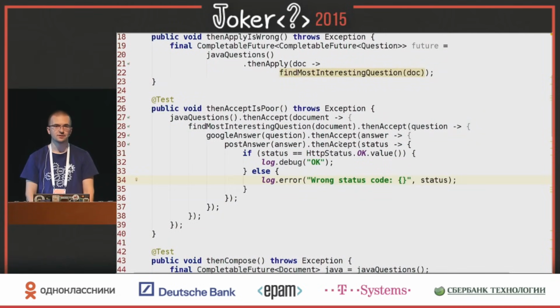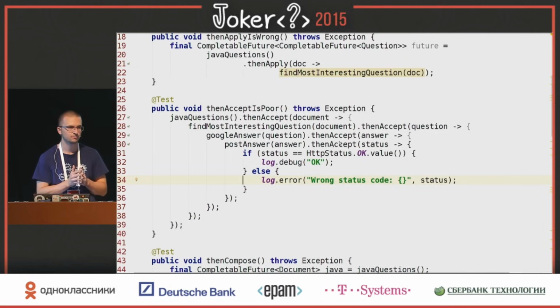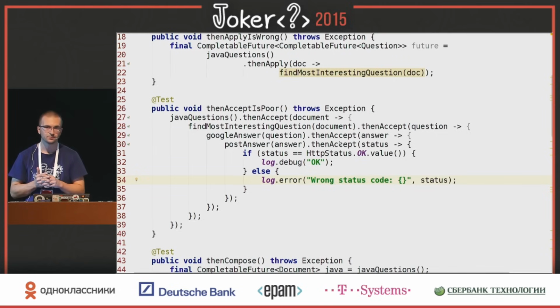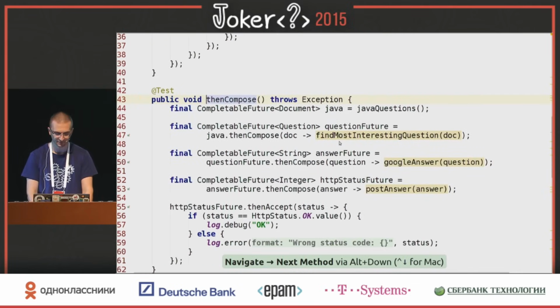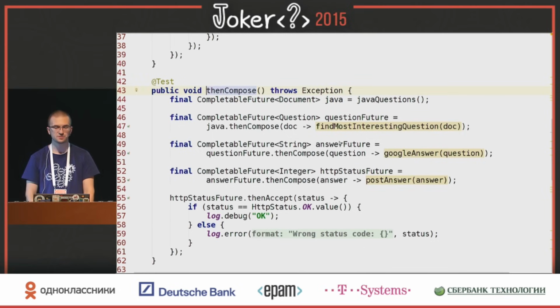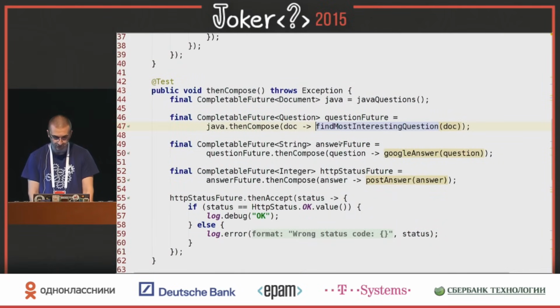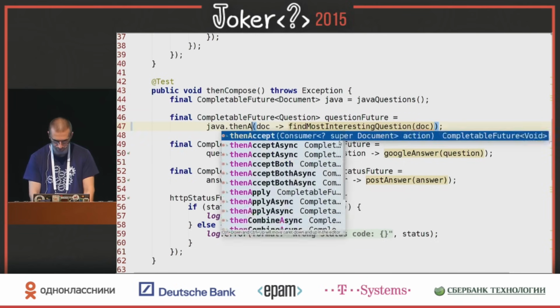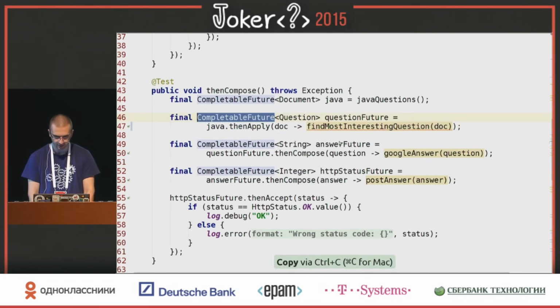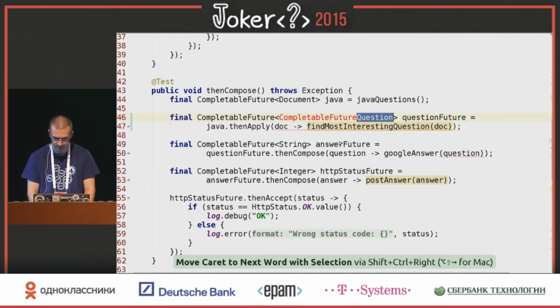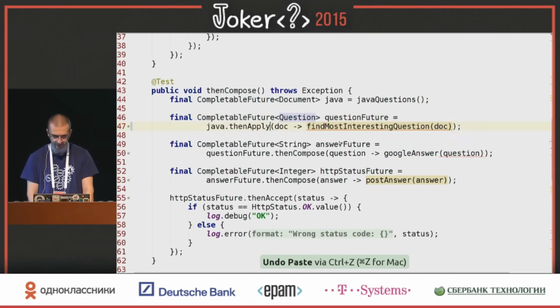So what happens here is that if you have a transformation that returns a future, there's a different method, not then apply, but this one is actually called then compose. Let's go quickly through it. The only difference between then apply and then compose is that then compose requires that whatever you return from the transformation is a future. So this is part of the API. And look, now it works. If it was then apply, like in the previous example, we would actually have this, remember? But we don't, because we use then compose.